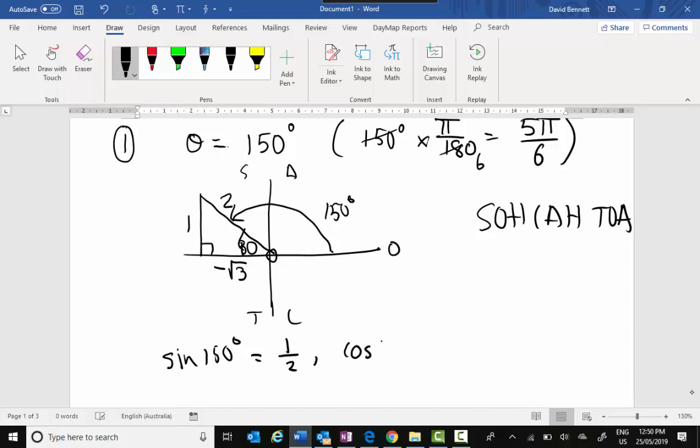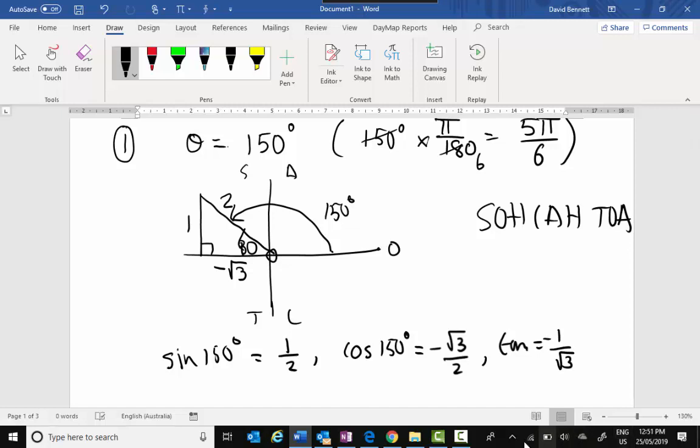Cosine of 150 degrees is equal to the adjacent side over the hypotenuse. That's going to be negative root 3 on 2. And tan is equal to opposite over adjacent. So that's going to be 1 over root 3, negative root 3. So that's going to be negative 1 over root 3.